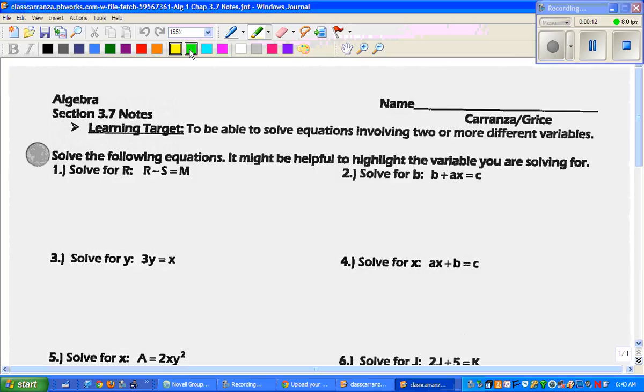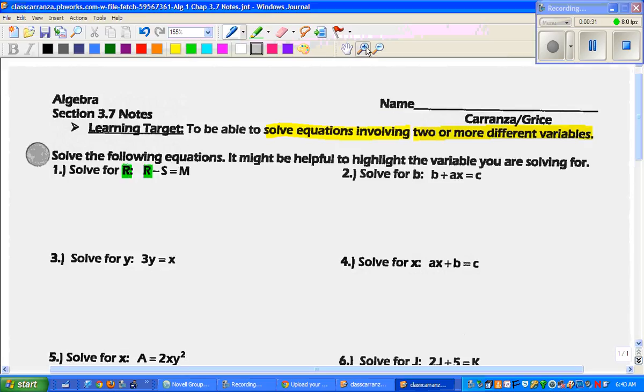Today we are going to be talking about solving equations with two or more different variables. The directions say solve the following equations. It might be helpful to highlight the variable that you're solving for. So, solve for r.